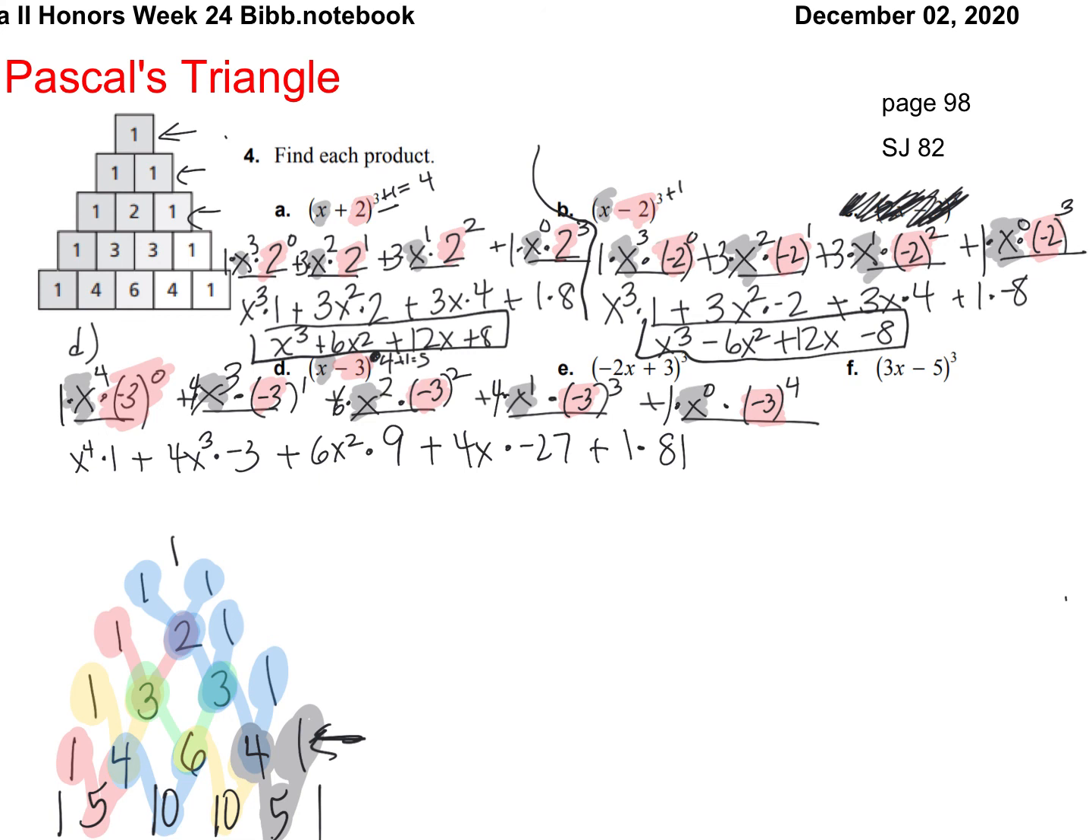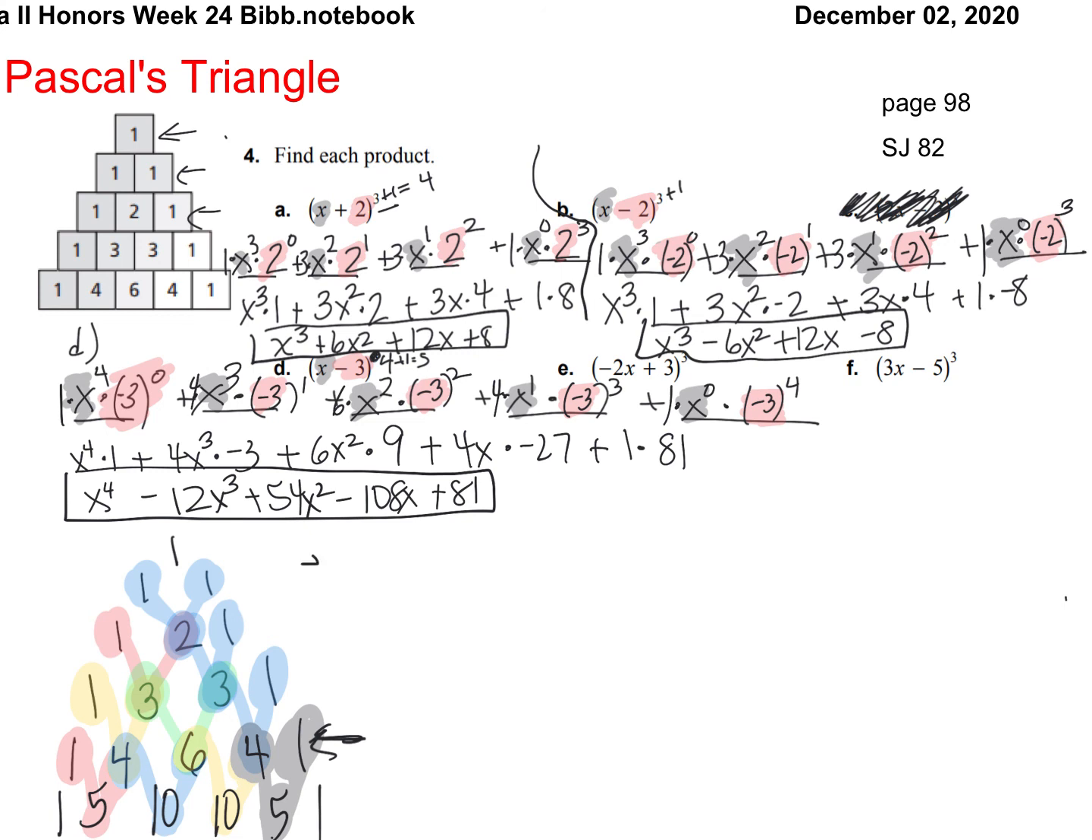And then I'm going to multiply. X to the 4th times 1 is x to the 4th. Oops. Minus 12x to the third plus 54x squared minus 108, I think, 108x plus 81. Tell me if I mess up any of my math, just let me know. So that's the answer to letter D.